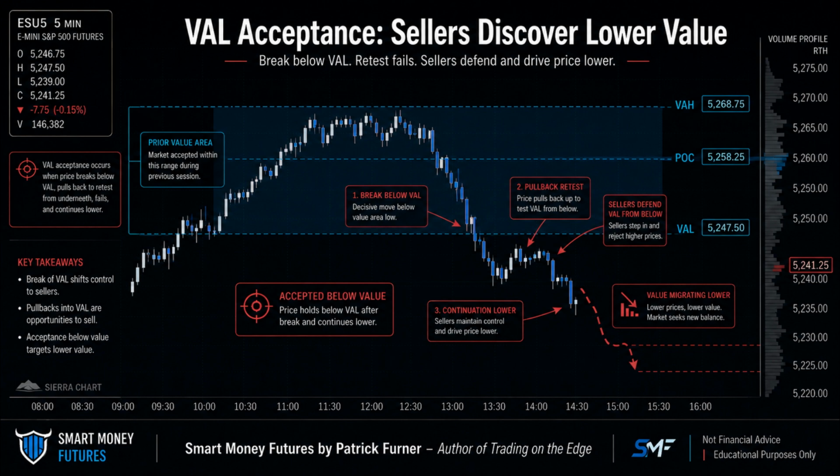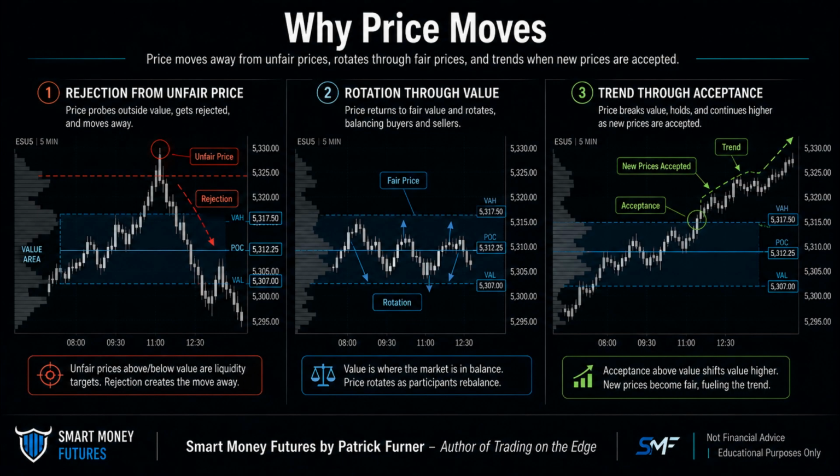This is why price moves where it does. It moves away from unfair prices. It rotates through fair prices, and it trends when the market is accepting new prices in one direction.